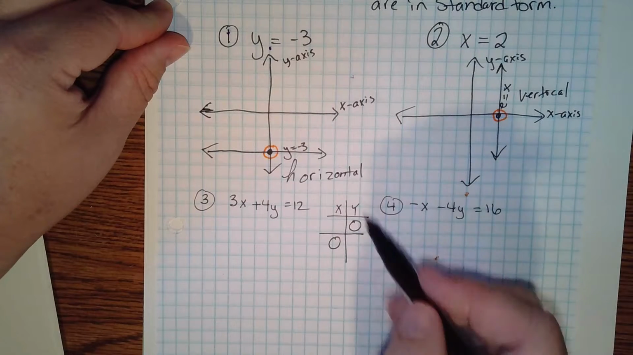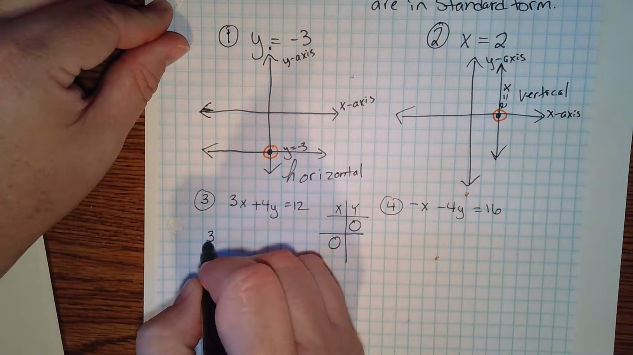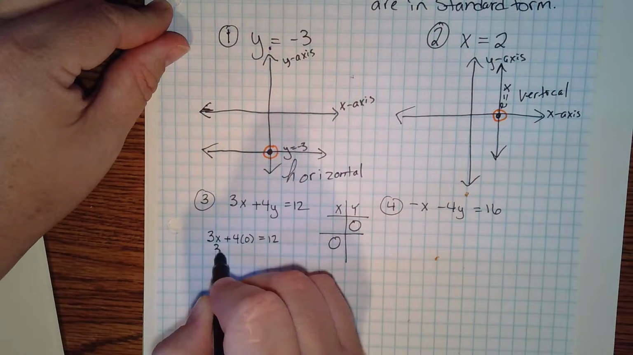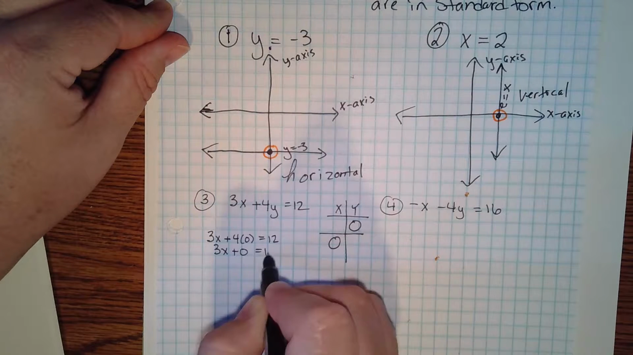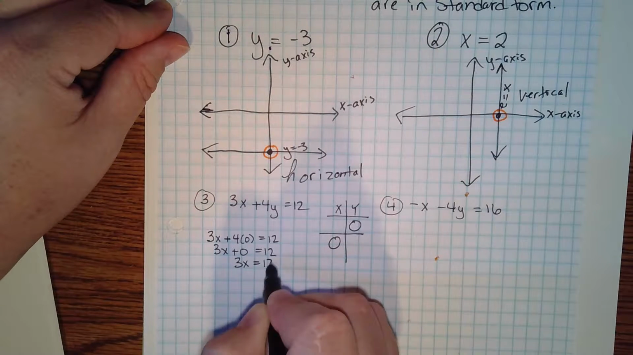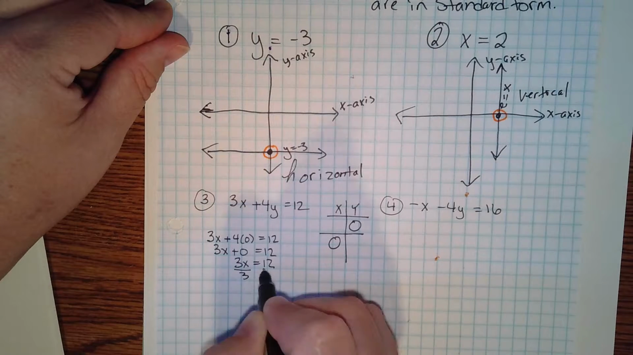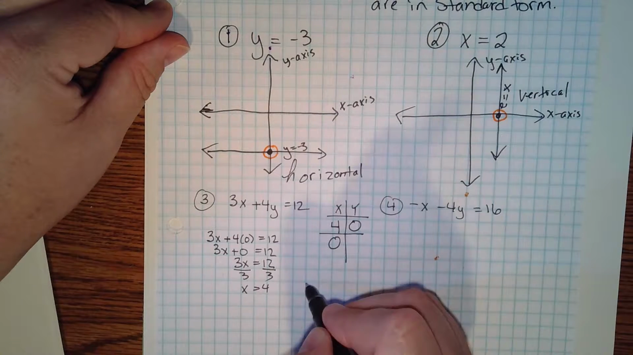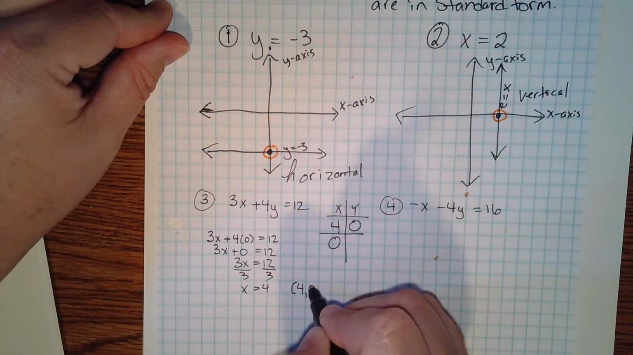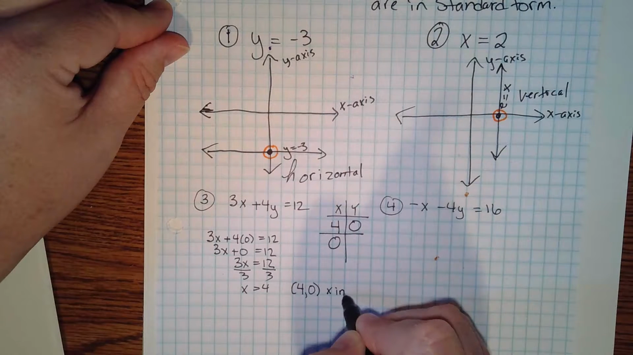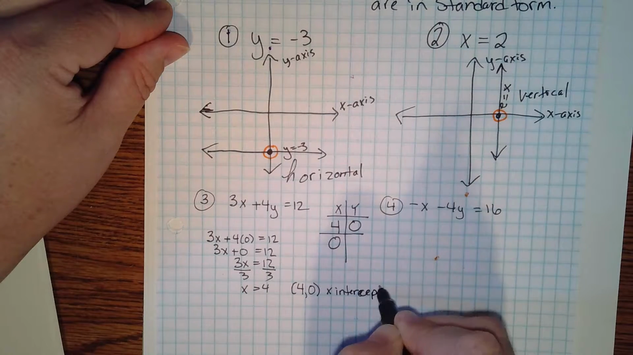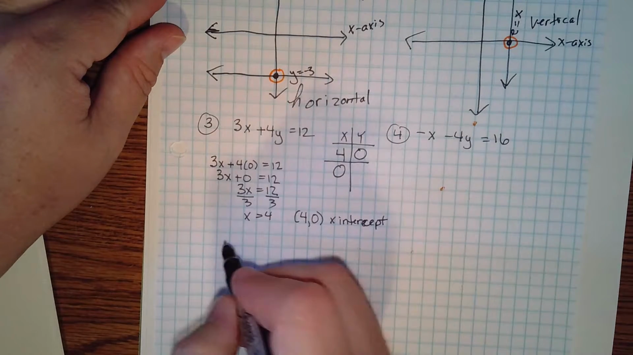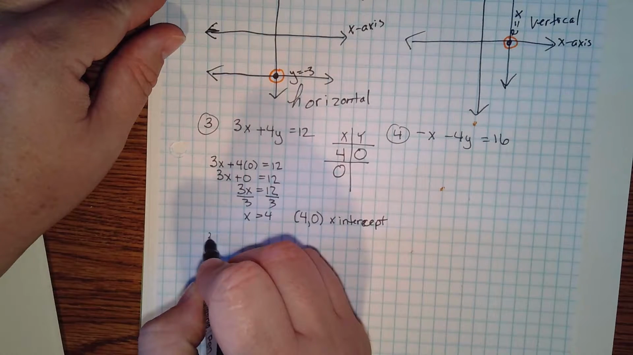So if I put 0 in for y, this is 3x plus 4 times 0 equals 12. Well, anything times 0 we know is 0. So this is really 3x equals 12. When you divide by 3, we know x equals 4. So my x-intercept written out would be (4, 0). This is my x-intercept. And this is the proper way to write it. Very important to know this. To do the y-intercept, you're going to do the reverse. So I'm going to put 0 in with x.